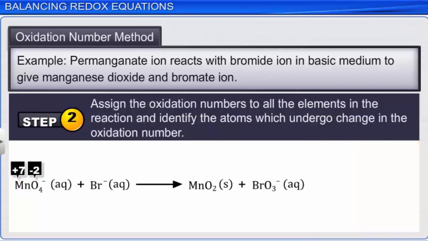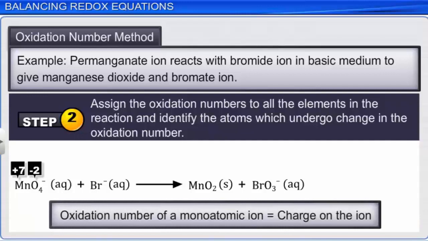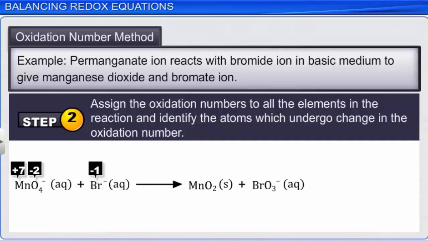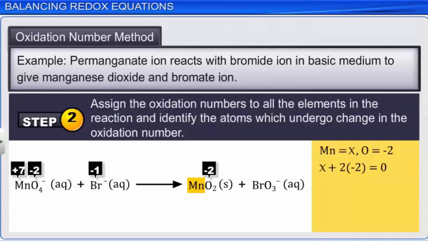We also know that the oxidation number of a monoatomic ion is the same as the charge on the ion. So, in the case of bromide ion, the oxidation number will be -1. Now let us focus on the products. First, we'll calculate the oxidation number of manganese in manganese dioxide. We put the oxidation number of manganese as X. X plus 2 multiplied by -2 is 0. So, X plus -4 is 0. Hence, X equals +4.